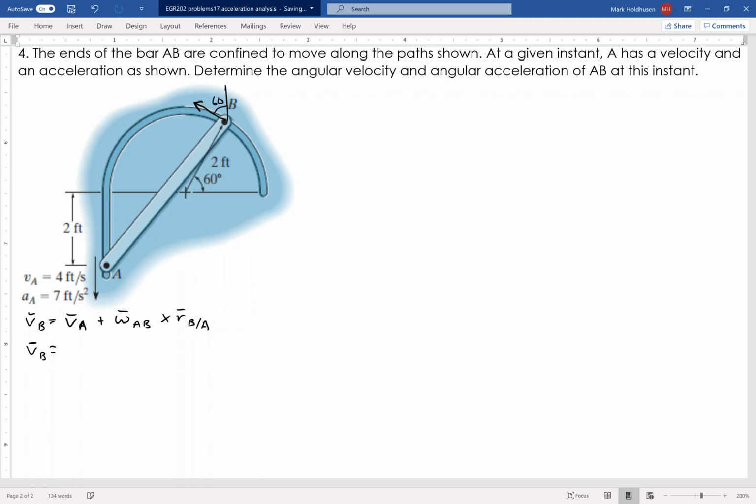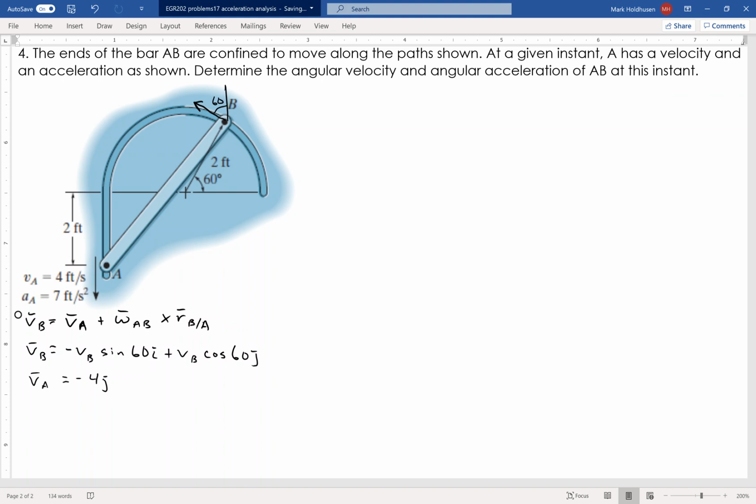So the velocity of B then equals negative VB sine 60 in the i direction, and then plus VB cosine 60 in the j direction. Okay, so that gives me the velocity of B, at least the direction of it. Now, moving on to the velocity of A, again, that's given to me. The velocity of A is simply -4 in the j direction. So we'll go ahead and jot that down like so.